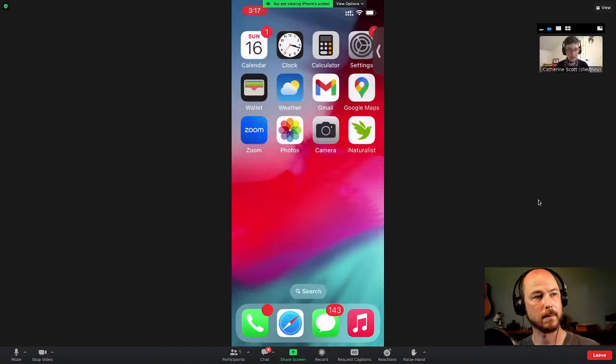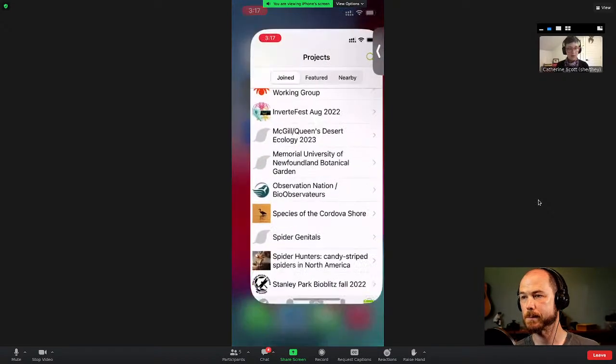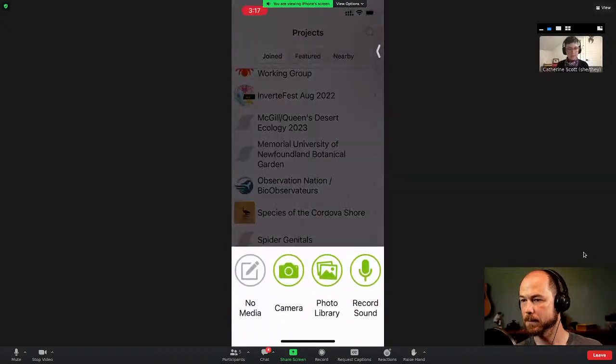So I'm on my iPhone here. I'm going to open the iNaturalist app. And if you look at the bottom, this has just come up with my projects. At the very bottom of the screen, you'll see there is an observe button right there in the center. That's what we're going to press. And then you get this little menu.